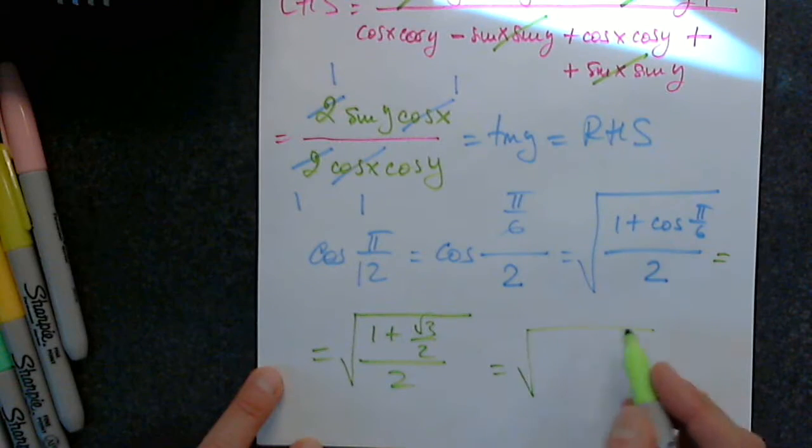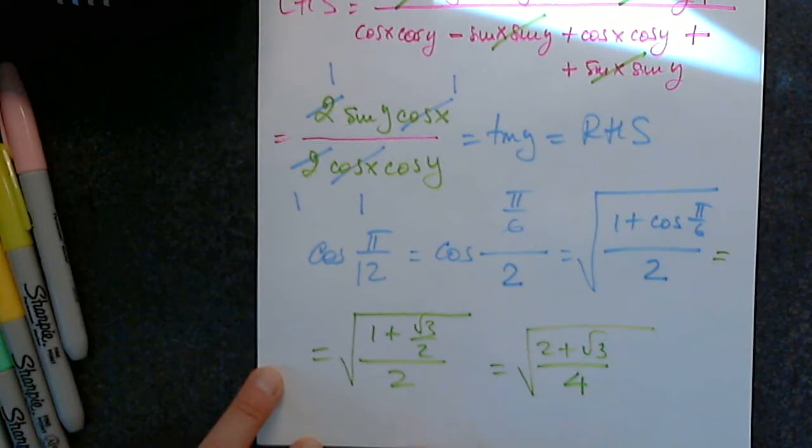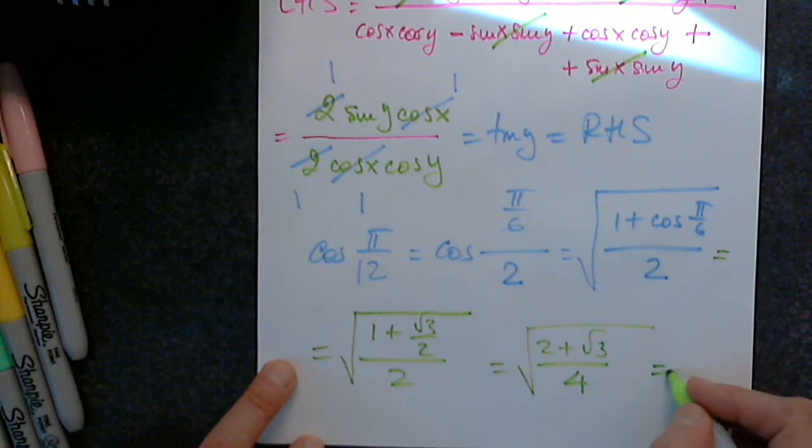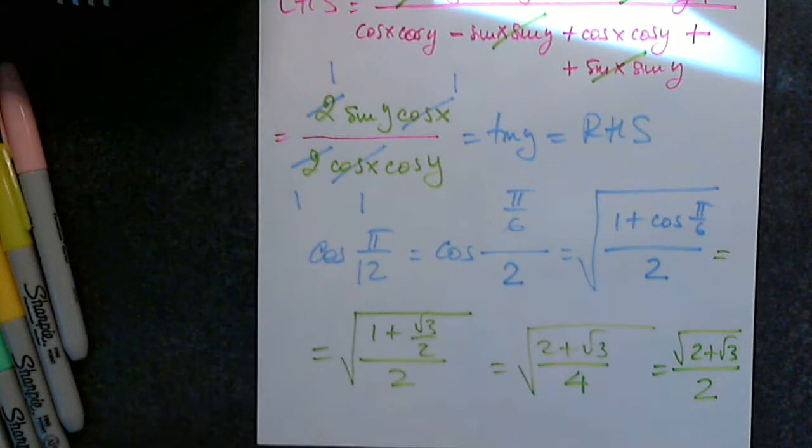So this is the square root of 2 plus the square root of 3 over 4 because I have to flip. So it's 2 plus. So it's the square root of 2 plus the square root of 3 over 2. And that's it. That's all I needed to do. We were asked to find cosine pi over 12 exactly.